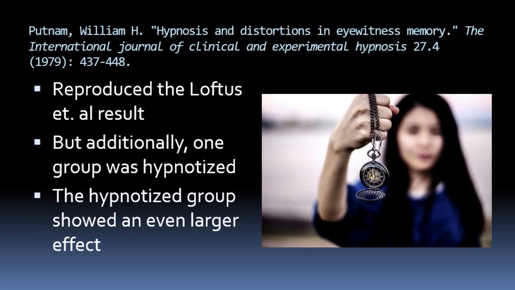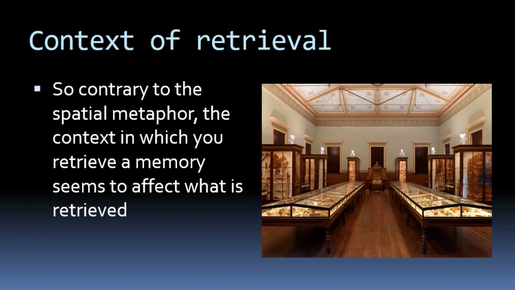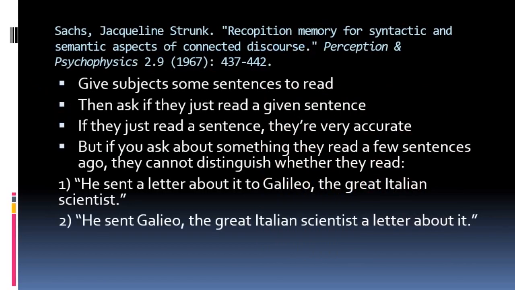Okay, so we're talking about the context of retrieval now. Contrary to the spatial metaphor, the context in which you retrieve a memory seems to make a difference to what gets retrieved. If the spatial metaphor were true and you just had a bunch of memory boxes that you put stimuli in, and it stays still when you put it there, it shouldn't matter what situation you're in when you're retrieving it. But nonetheless, it seems to. So let's try to show that. Here's Sachs, not Oliver Sacks, but Jacqueline Sachs.